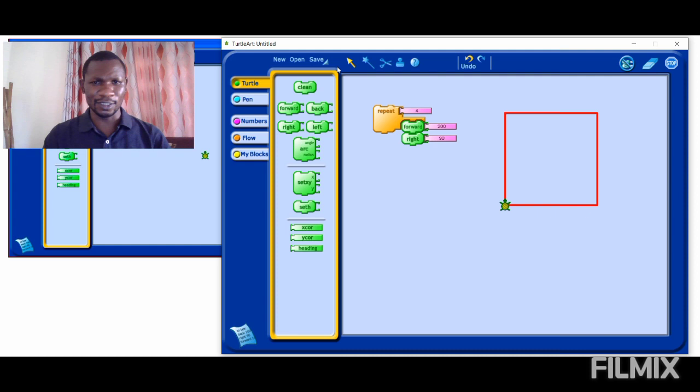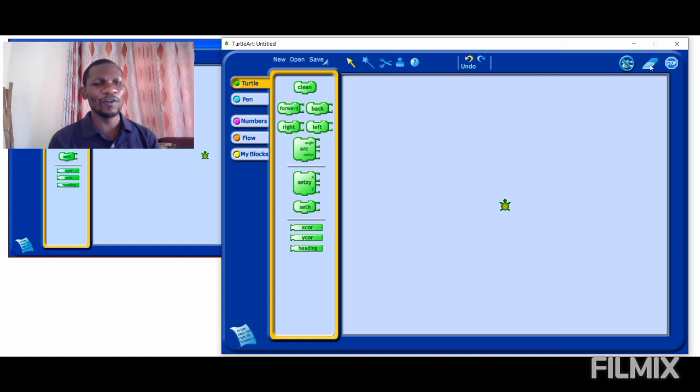So these are the ways you can use to draw a square. You can save this for further use, but here we are not saving. Let's go on with another shape, which is a rhombus. Remember that a rhombus is a slanted square. It has four sides.